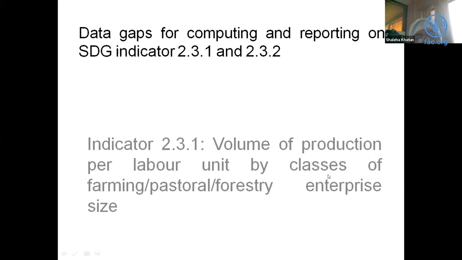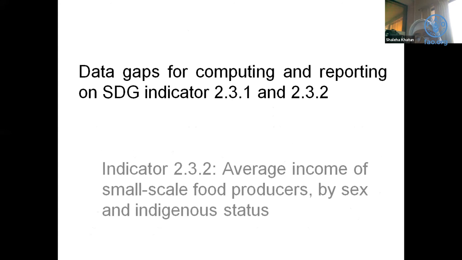Under target 2.3, there are two indicators. Indicator 2.3.1, that is volume of production per labor unit by classes of farming, pastoral, forestry enterprise size, and indicator 2.3.2, average income of small scale food producers by sex and indigenous status.